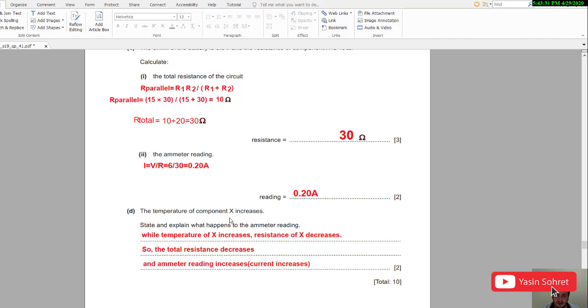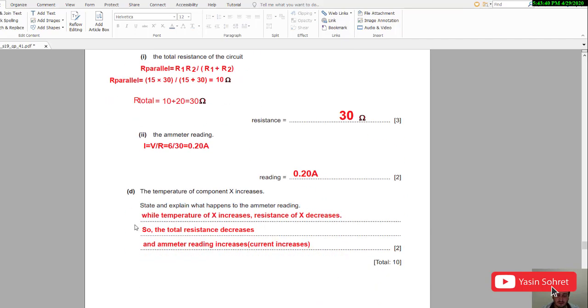And the temperature of component X increases. State and explain what happens to the ammeter reading. So when the temperature of component X increases, the resistance of the thermistor is going to decrease. Which means the total resistance, when we look at here, is going to reduce. So when the total resistance reduces, what happens? The current, or the ammeter reading, is going to increase.